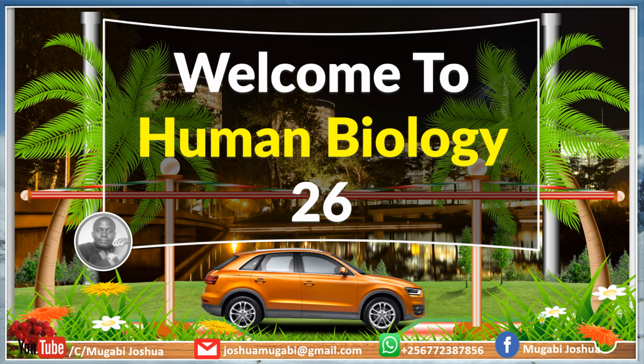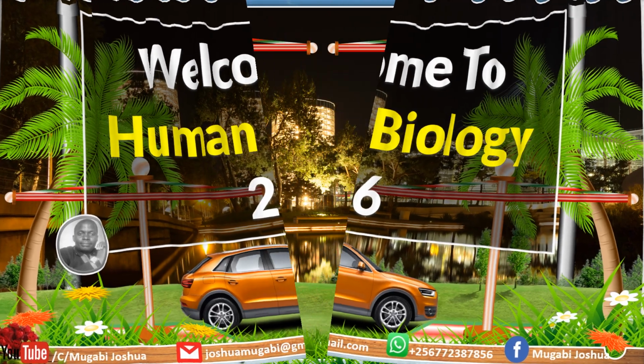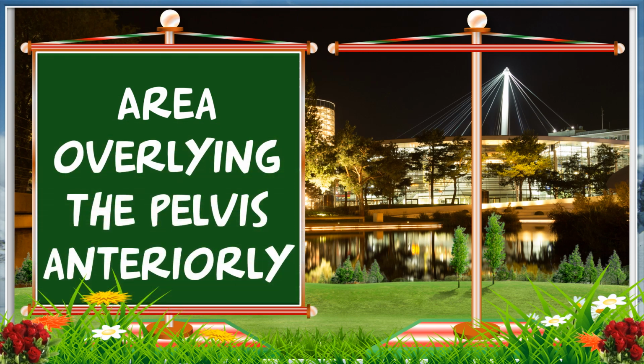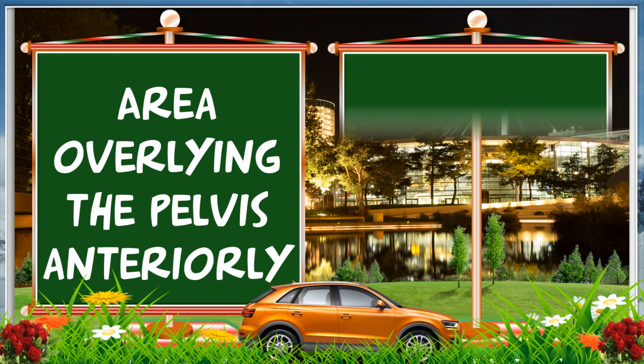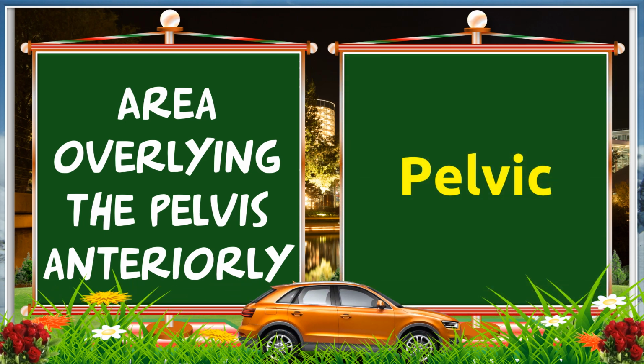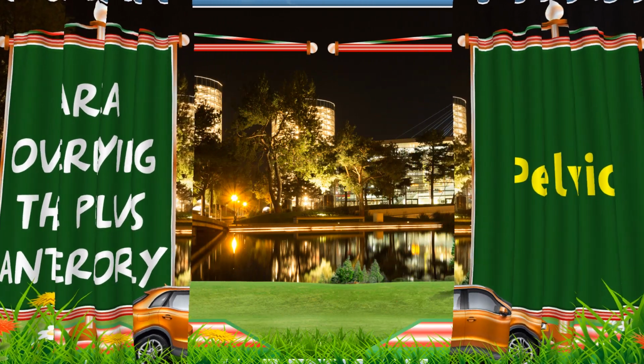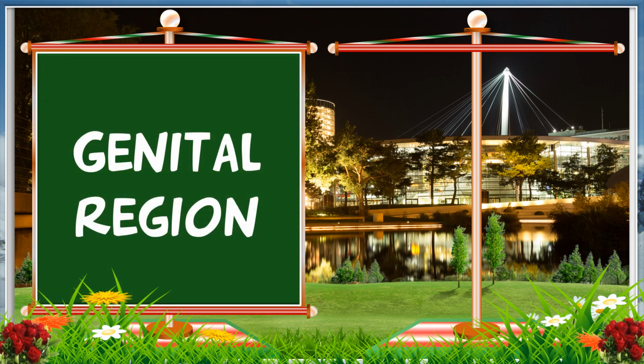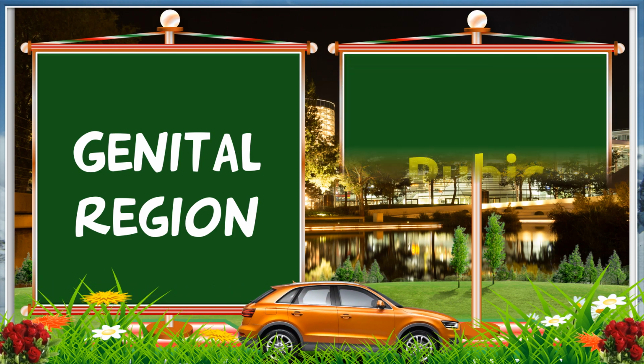Without wasting any of our time, let's go directly to our quiz. Area overlying the pelvis anteriorly. Pelvic. Genital region. Pubic.